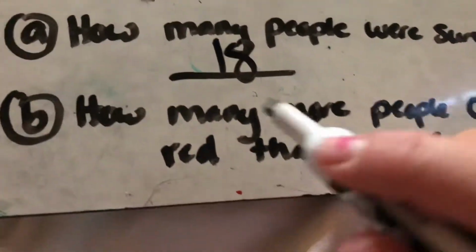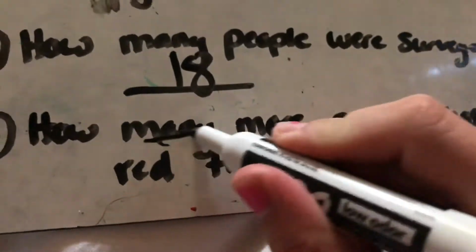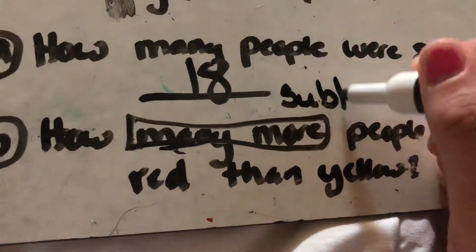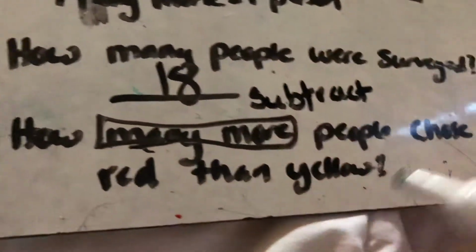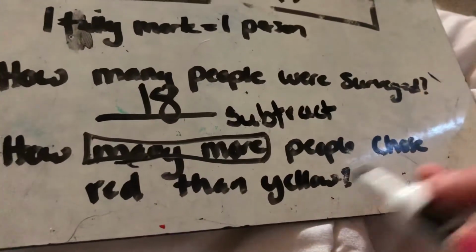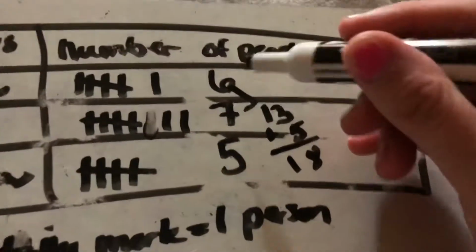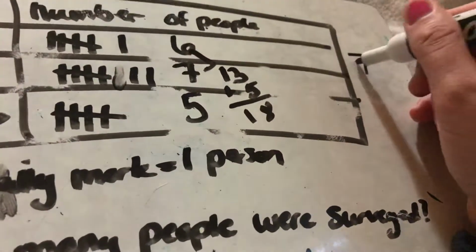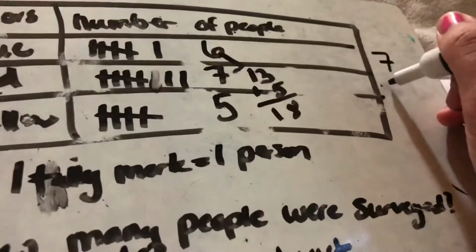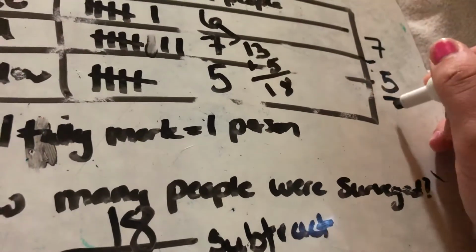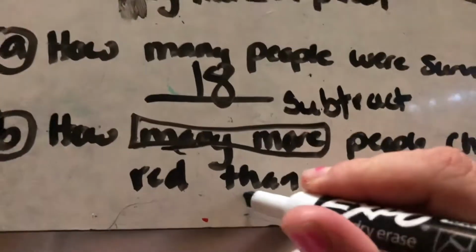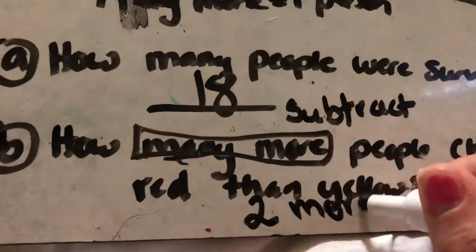Okay. B is how many more? When it says how many more, it means I'm going to subtract. I have a larger number and a smaller number, and I want to find the difference. How many more people chose red than yellow? Well, I go up here. 7 people chose red and 5 people chose yellow. Again, when it says how many more, I'm finding a difference. I need to subtract. So what's 7 take away 5? 2. So we'd answer 2 more people.